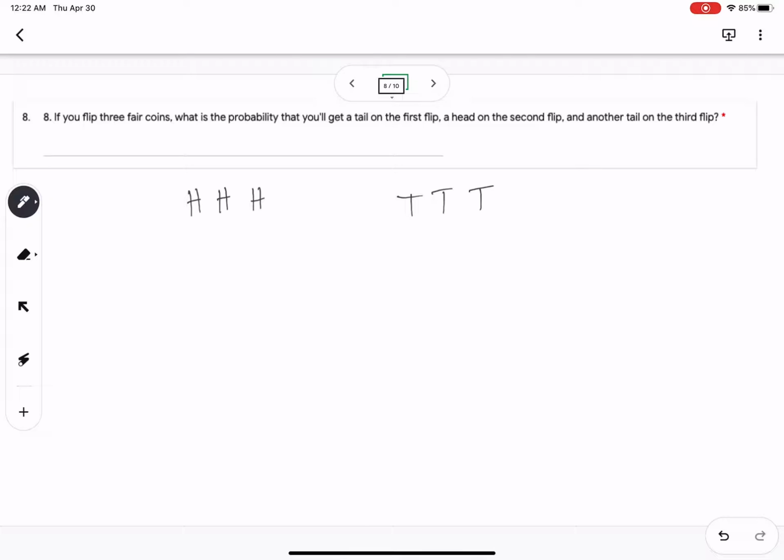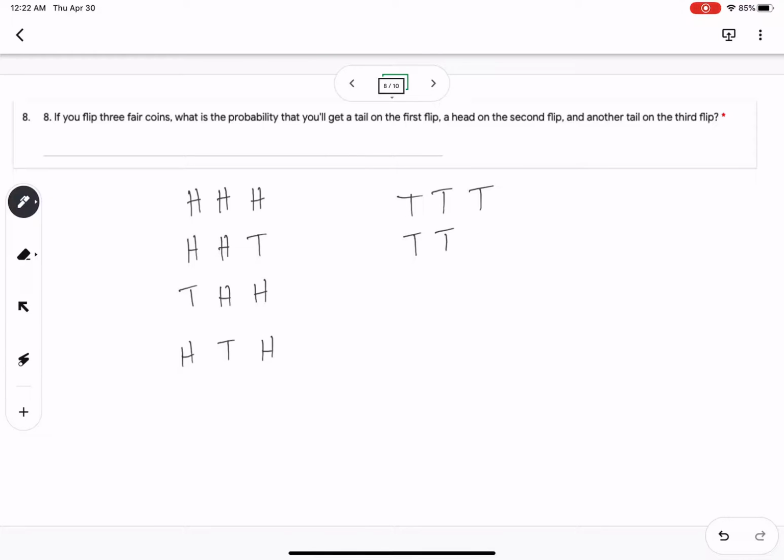We could get all tails. We could get 2 heads and a tail. Remember, there's 3 different options for where those heads can go. So we could have 2 heads and then a tail, and then a tail and 2 heads, or a head, tail, and a head. And then we could get all 3 tails, or we could get 2 tails and a head.